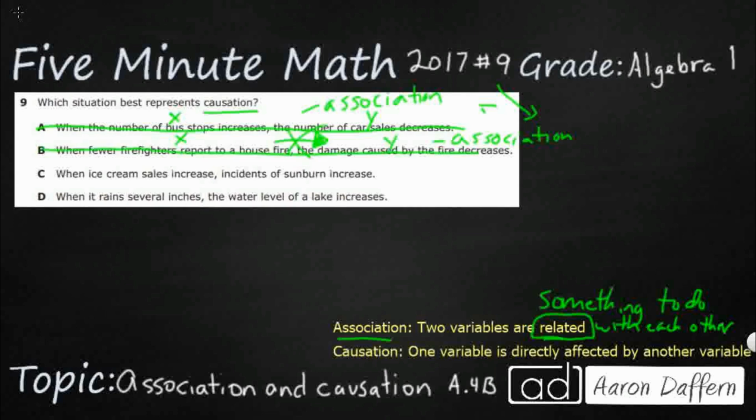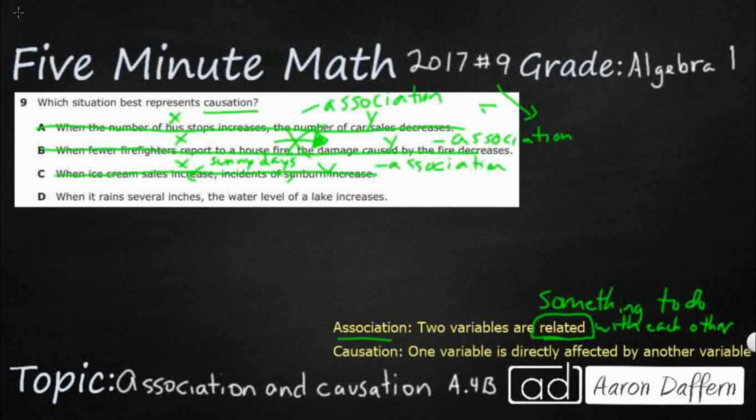Let's check C. When ice cream sales increase, incidence of sunburn increases. I can see the association here, but definitely one does not cause the other. Here's the cause. The real cause is sunny days. Sunny days is actually probably going to increase both ice cream sales and the incidence of sunburn. So there's another cause, but it's not the ice cream sales. That's just an effect of the sunny days itself. So it is an association, not a causation.